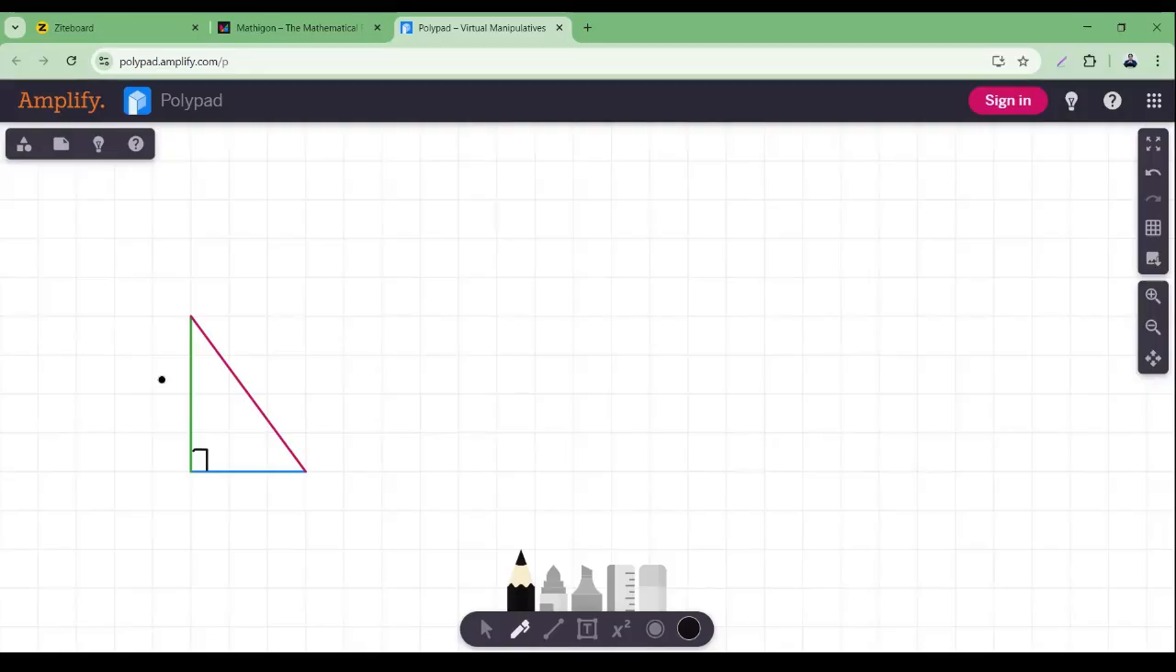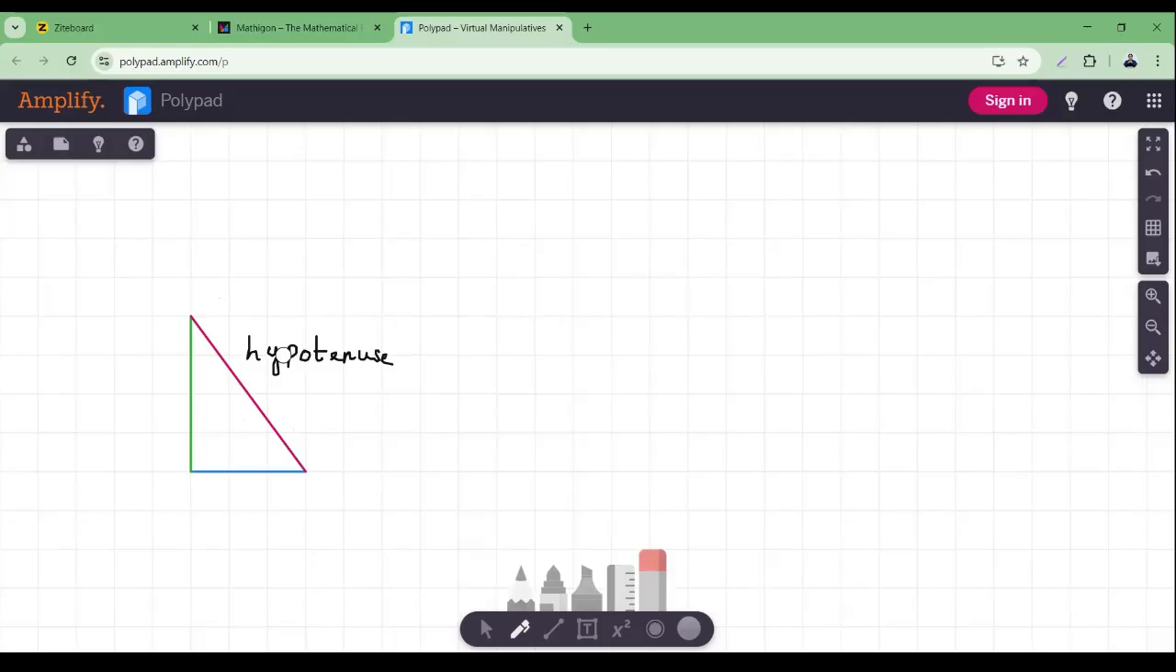Especially the longest side, the pink color side, it will always be opposite to the 90 degree. This will be the longest side, and that is called a hypotenuse. Let's learn about this one side because it's special: it is opposite to the right angle as well as it is the longest side of a right angle triangle.